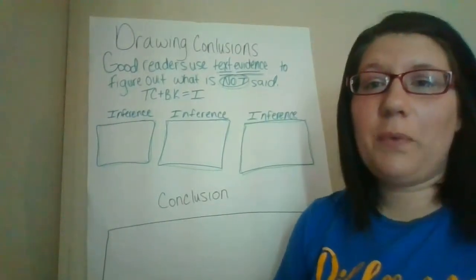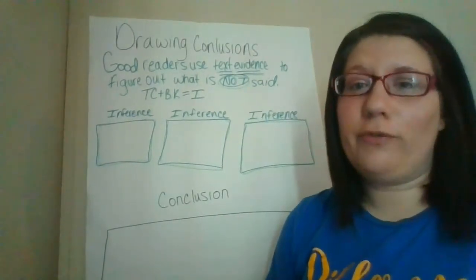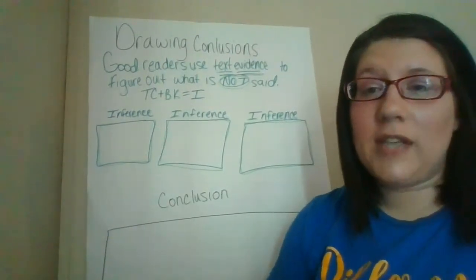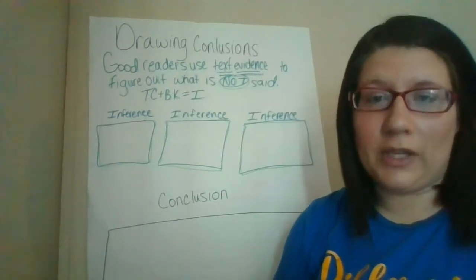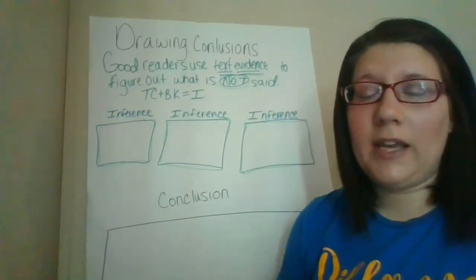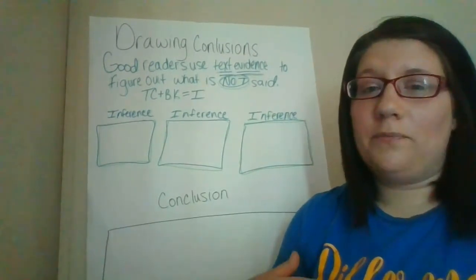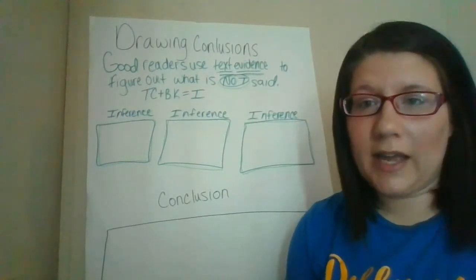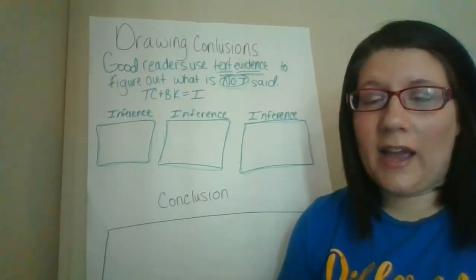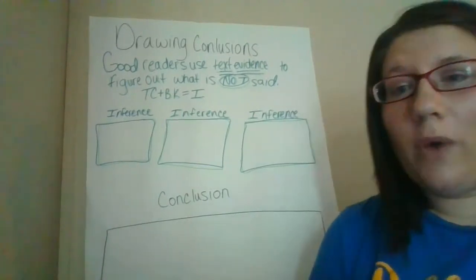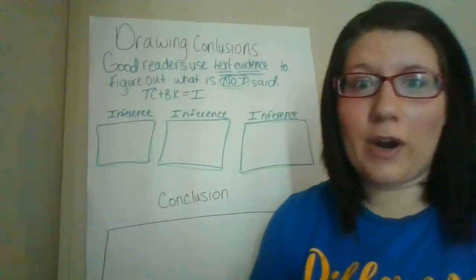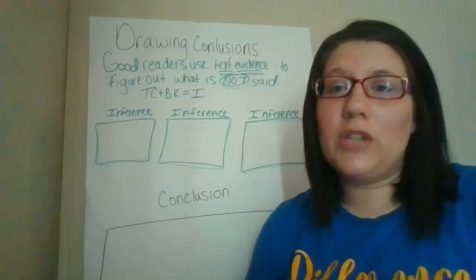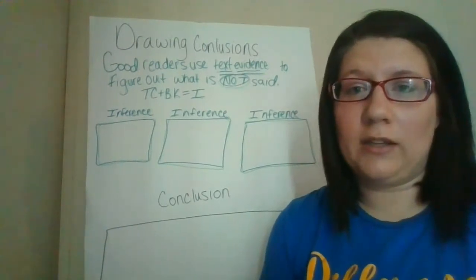That's our text clues plus our background knowledge, and we put that together to form an idea, and that idea is what we call an inference. And we do it all the time without even really knowing that we're doing it. We can look at somebody frowning and think about how they might be sad. That's an inference. We don't know that they're really sad, but we can look at their face and see their frown and think about what we know about people who frown and come up with the idea that they're sad. And we can do the same thing when we're reading.